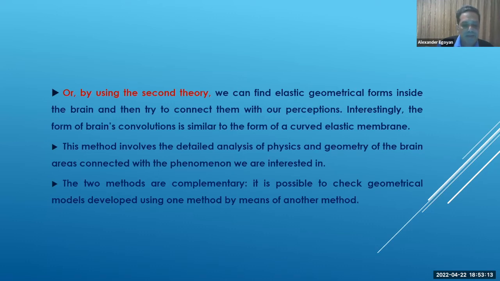This method involves the detailed analysis of physics and geometry of the brain areas connected with the phenomenon we are interested in. The two methods are complementary. It is possible to check geometrical models developed using one method by means of another method.